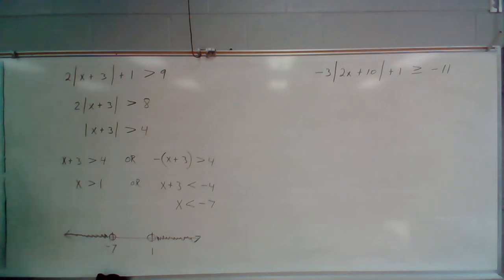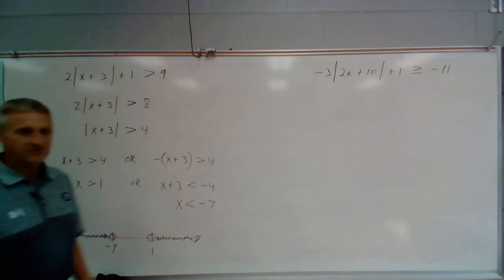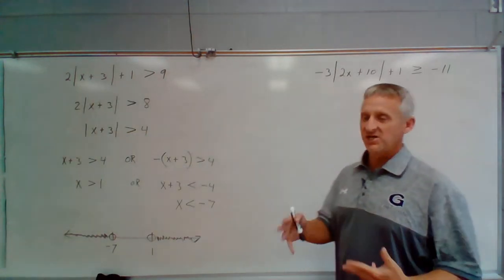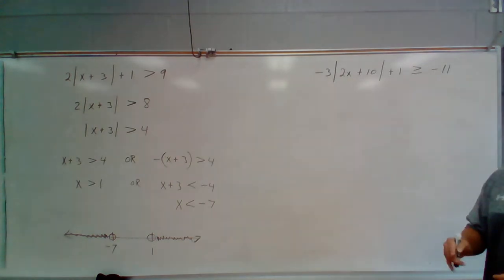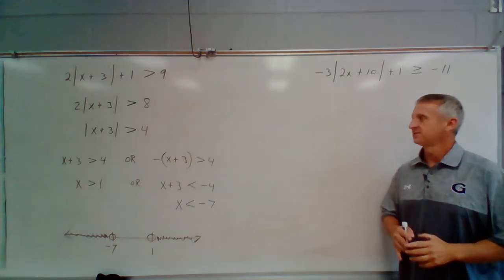Let's try negative 8. Negative 8 should work. Negative 8 plus 3 is negative 5. Absolute value of negative 5 is 5. 2 times 5 is 10. 10 plus 1 is 11. 11 really is greater than 9, so we have that one right. Hey, always check your answers and think about what you're doing. Make sure that your answers make sense.